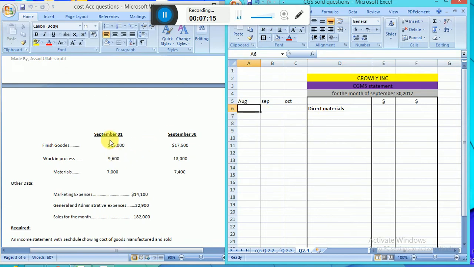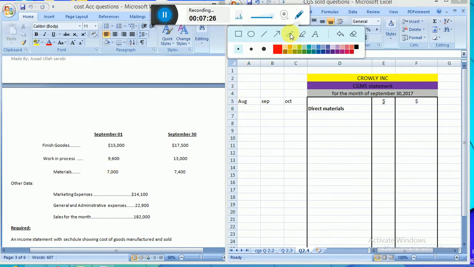Yes. So September 1 in inventories shows us the remaining balance of the month of August. It means that in the month of August the 7,000 material is left that is not used. The 9,600 work in process was not converted to finished goods in the month of August. And similarly the $15,000 finished goods are left, which were not sold.